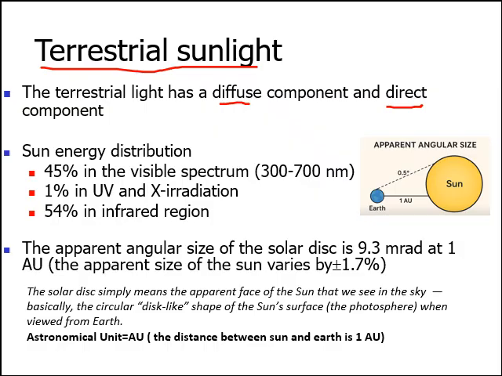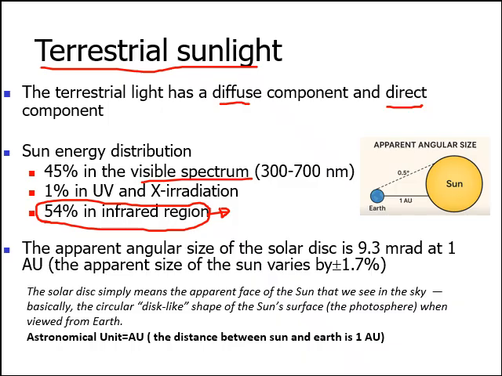So if we see that solar energy distribution, right, 45% is in the visible spectrum, 1% is the ultraviolet and X-ray, and 54% is in the infrared region. So we get the idea that this portion most likely will be contributing to the heat energy, right?